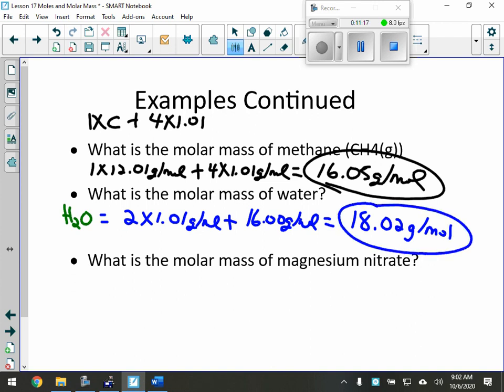That's the units to go with this, okay? If you just put 18.02 grams, I don't know what that is. We have to have 18.02 grams per mole, okay? And then again, we get into this question here. Well, now it's magnesium nitrate, right?